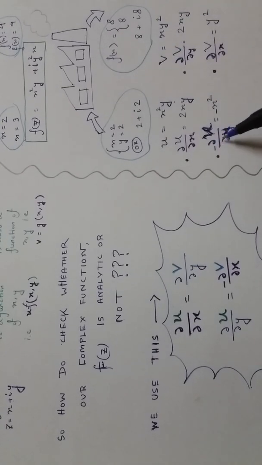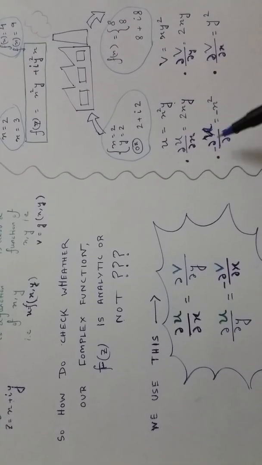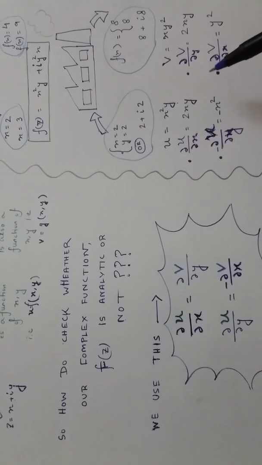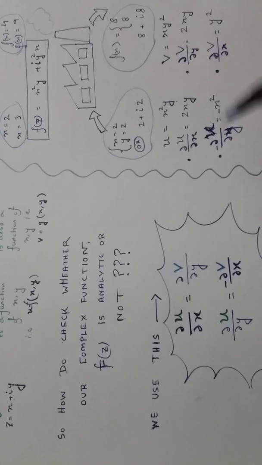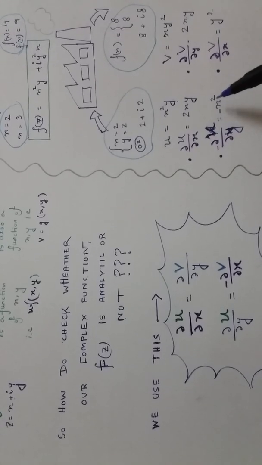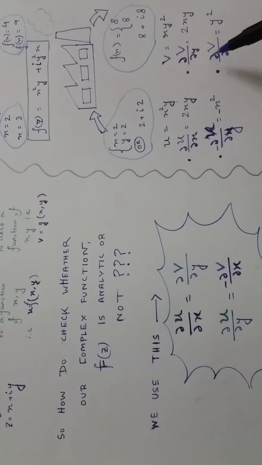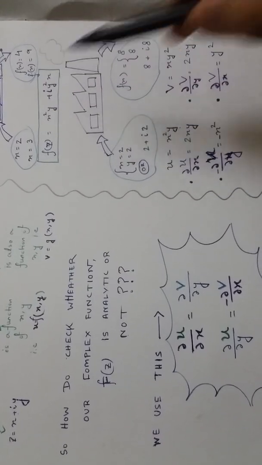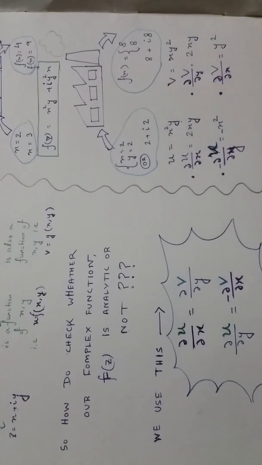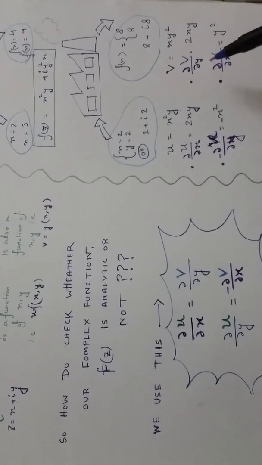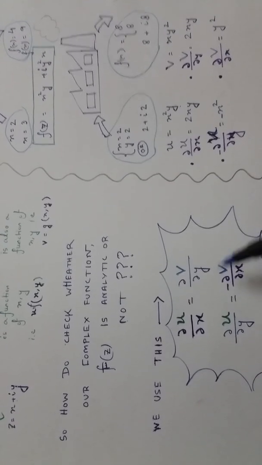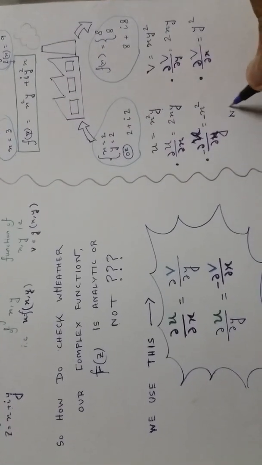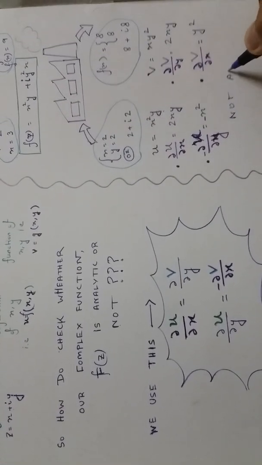But the thing is that when I differentiate v with respect to x, we get y², but when I differentiate u with respect to y, we get x². When I differentiate v, that means this function y²x, then we are getting y². That is, this condition is not satisfied here, so we can say that this function is not analytic.